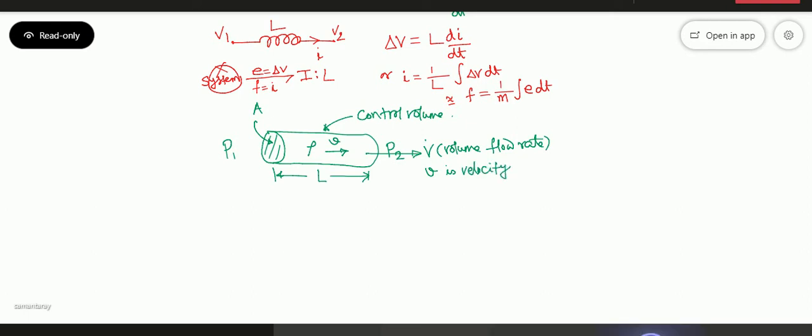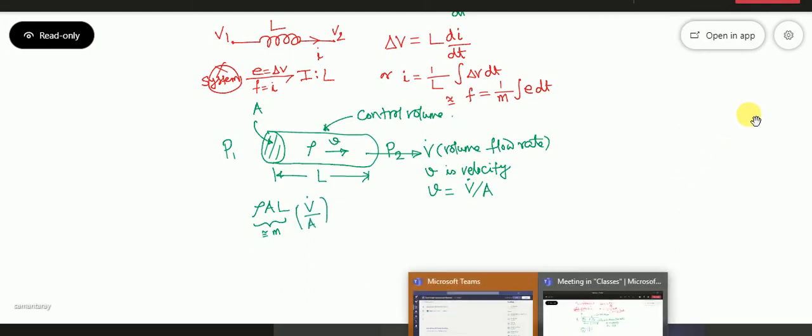So let us assume perfectly laminar streamline flow, the simplest case. Then we can write its element mass as rho into area into length, that is mass, into velocity. This velocity v we can write as volume flow rate divided by area. So that's the momentum.